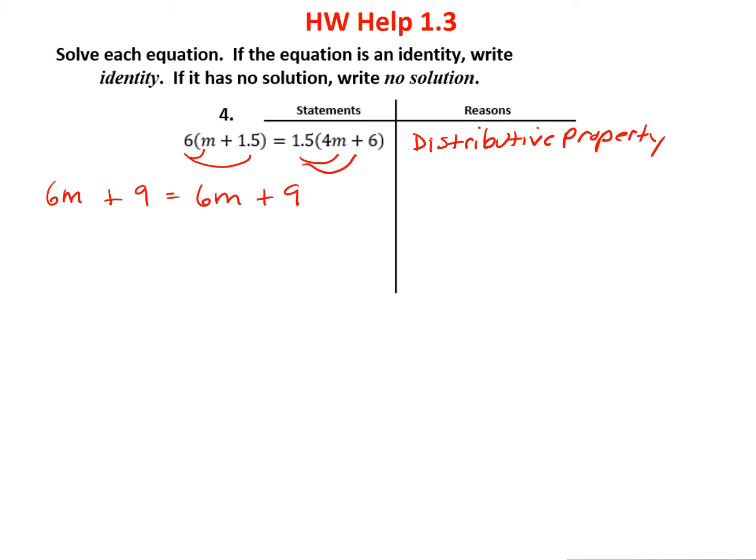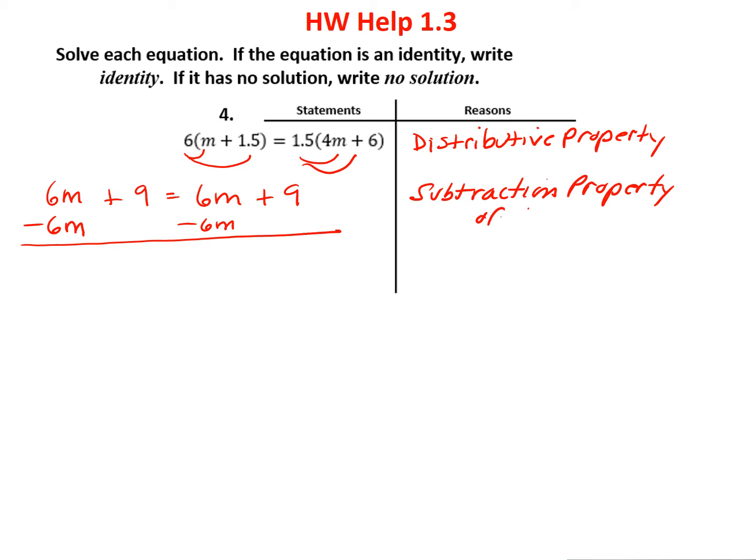And now you notice here, let's start by getting rid of the variable. I have a 6m on both sides, so if I subtract 6m from both sides, you may already begin to see what's going to happen here. This is the subtraction property of equality. 6m minus 6m is 0. 9 minus 0, and I get 9 equals 9.